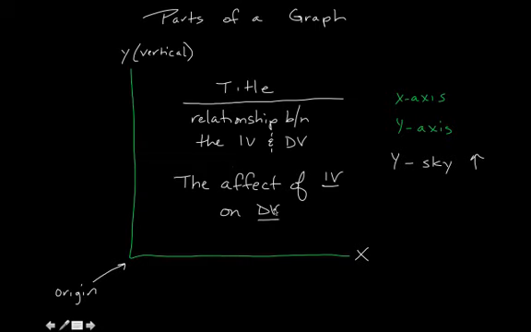Now with that said, we need to know where we put our IV and where we put our DV. Our IV is always going to be found along the x-axis. That never changes. So our IV is always going to be placed on the x, and our DV is always going to be placed along the y. So the DV is always going to be vertical, the IV is always going to be horizontal. And let's go ahead and write that as well so that we are comfortable with those terms.